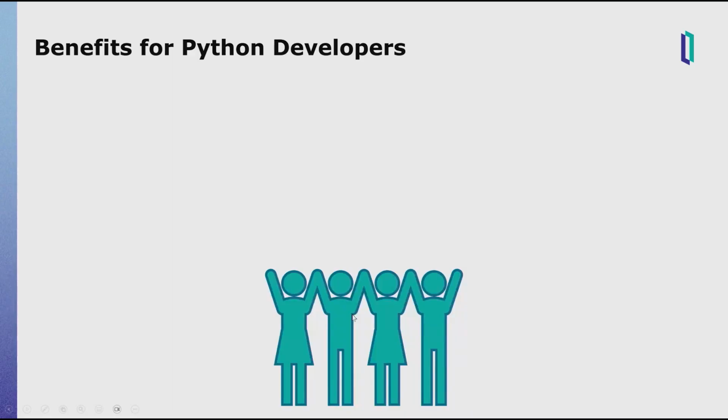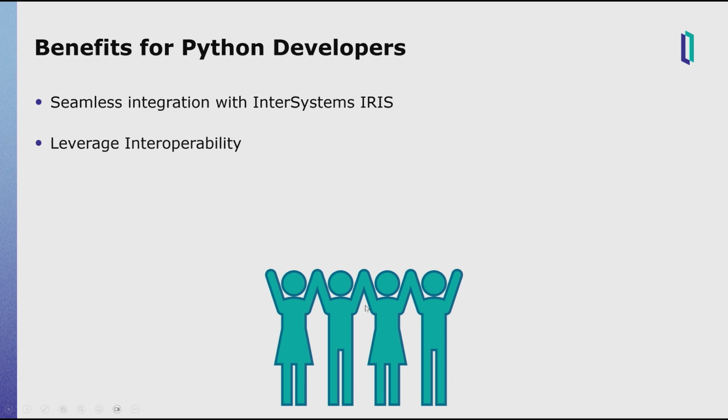Let's continue. Let's switch the perspective. Why should a Python developer consider InterSystems Iris as a platform? Well, because of its seamless integration with InterSystems Iris, and if he has the need to build some interoperability applications, he can leverage the interoperability layer of InterSystems Iris. And of course, if he needs a high-performance multi-model database, Iris supports objects, Iris supports SQL, Iris supports documents, and they are all available from Python as well.